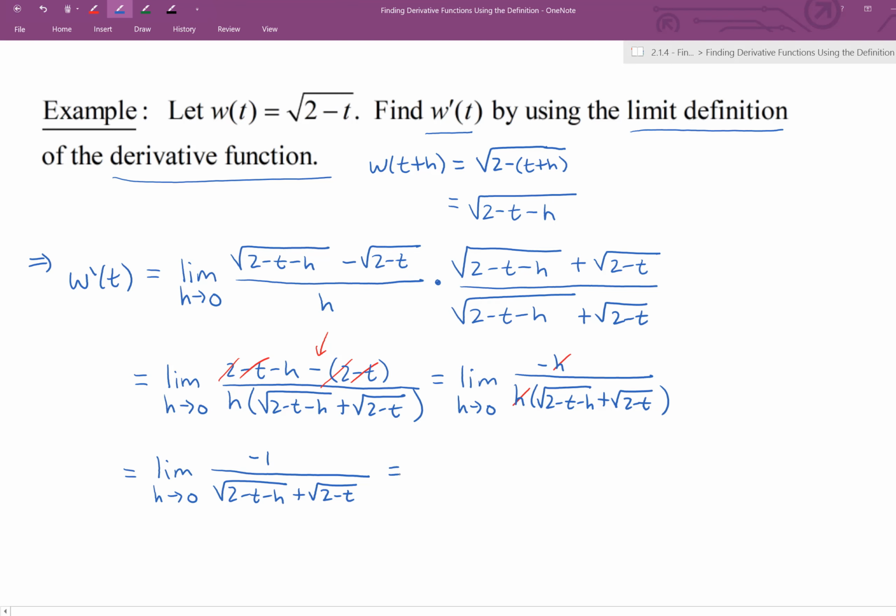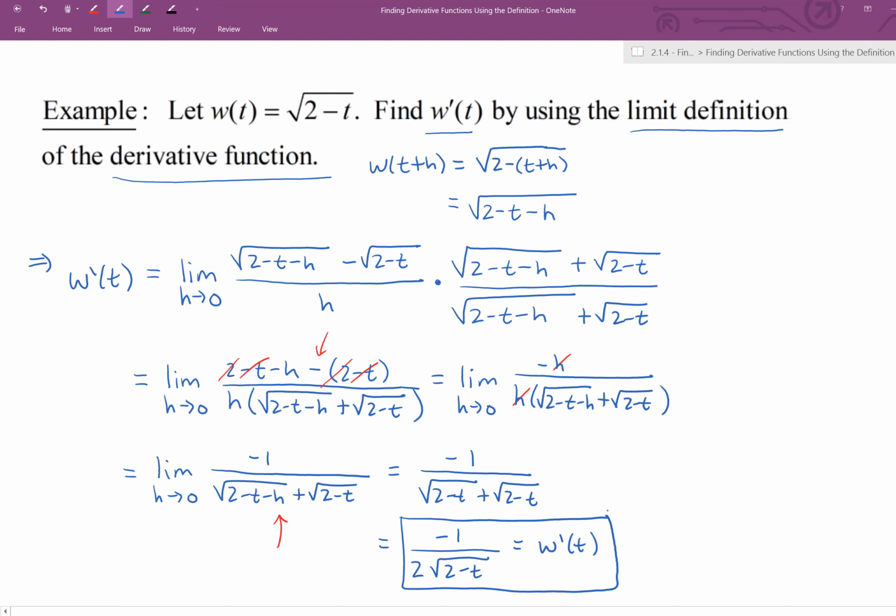So we let h go to 0, and the only place that I see an h is right there. That's going to go to 0. And so what am I left with? Negative 1 over square root of 2 minus t plus the square root of 2 minus t. And so if you just add the denominator terms up, we get negative 1 over 2 root 2 minus t. Bam! And that is our derivative function, w prime of t here. And that is the function that gives the slope of the original function w at all values of t for which that limit exists.